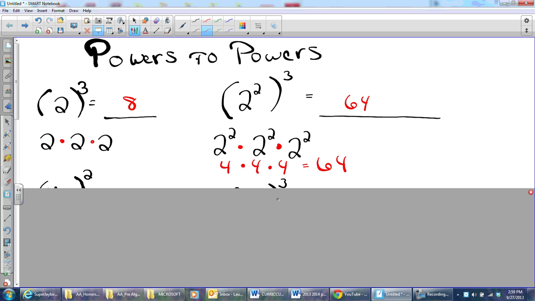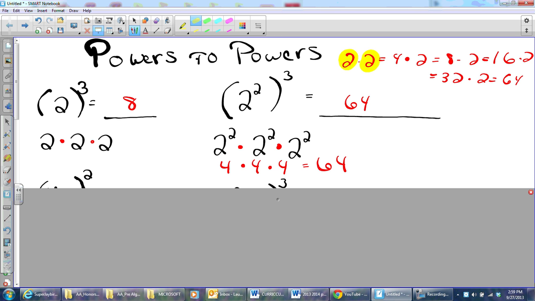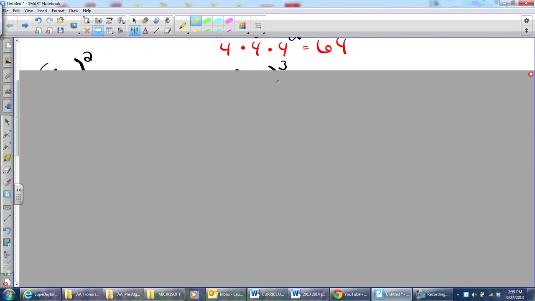I agree. Let me see something. 2 times 2 is 4, times another 2 is 8, times another 2, 16, times another 2 would be 32, and times another 2 would be 64. I find that very interesting. Let's see here. 1, 2, 3, 4, 5, 6. Very interesting.